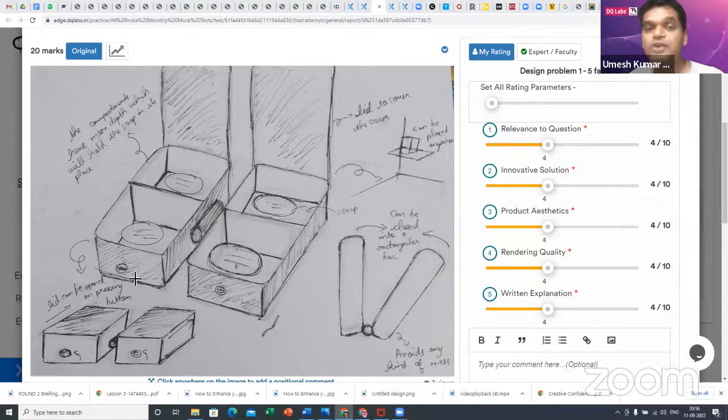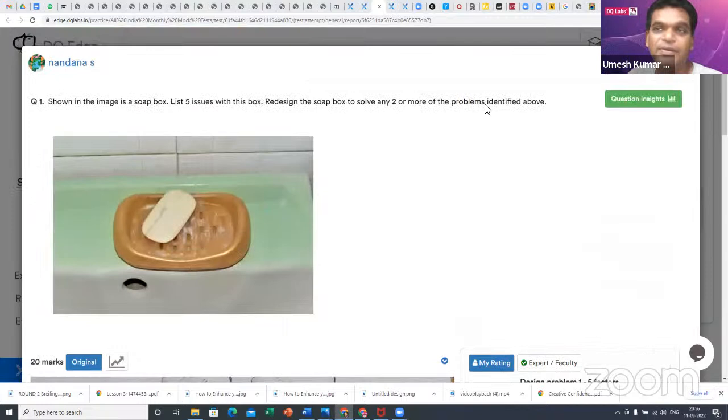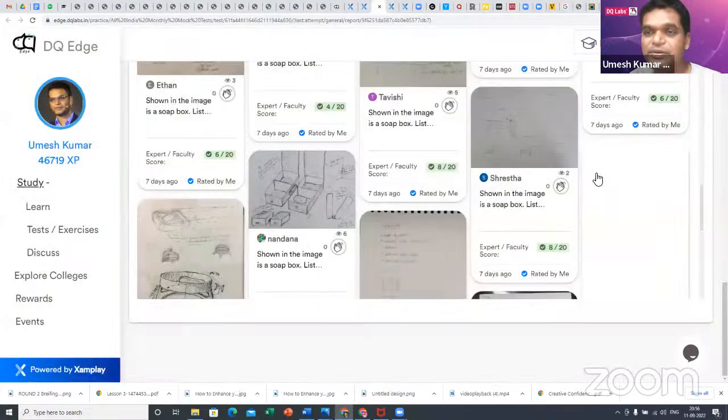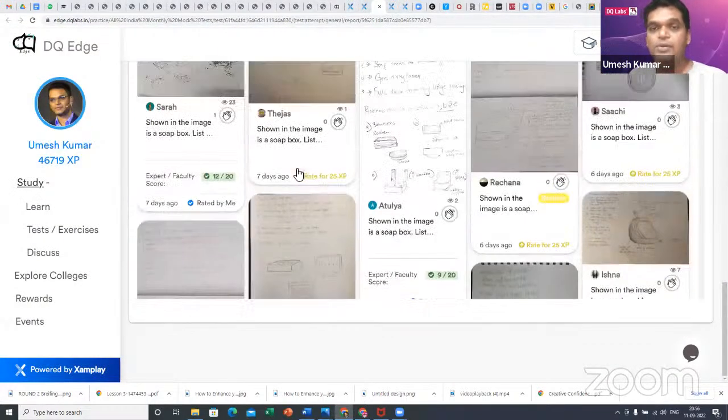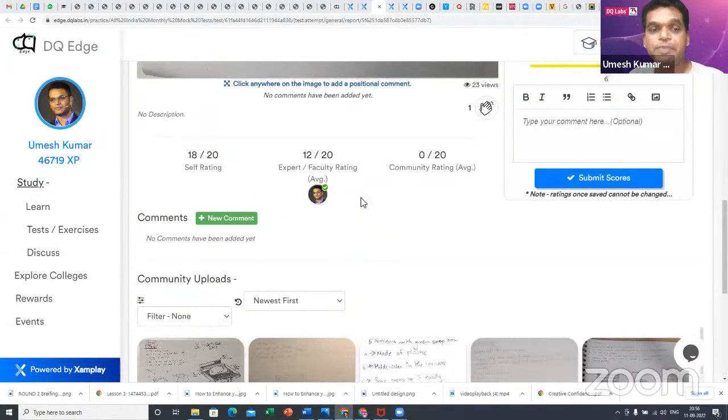So I would not want you to make the solution more complex. You have to make it simpler. All right. Okay, so that's about it.